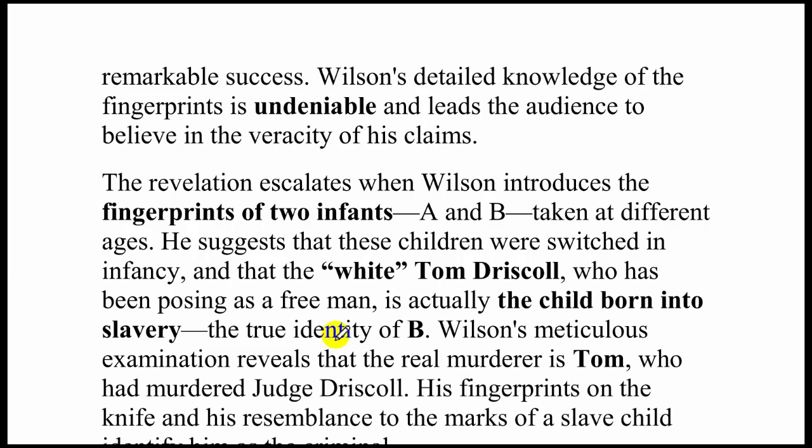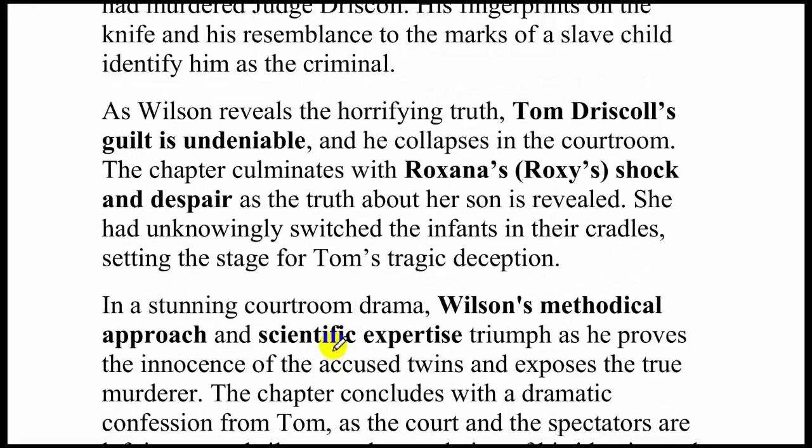The revelations escalate when Wilson introduces the fingerprints of two infants, A and B, taken at different ages. He suggests that these children were switched in infancy and that the white Tom Driscoll, who has been posing as a free man, is actually the child born into slavery, the true identity of B. Wilson's meticulous examination reveals that the real murderer is Tom, who had murdered Judge Driscoll. His fingerprints on the knife and his resemblance to the marks of a slave child identify him as a criminal.